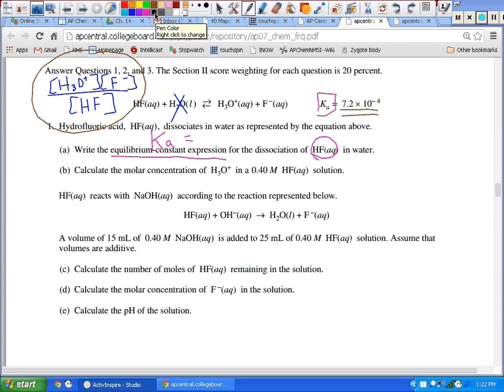Guess what they just did? Calculate the molar concentration of H3O plus in a 0.4 molar HF solution. Already, guess what they asked you to do? They want you to move this thing around and calculate this part right here.